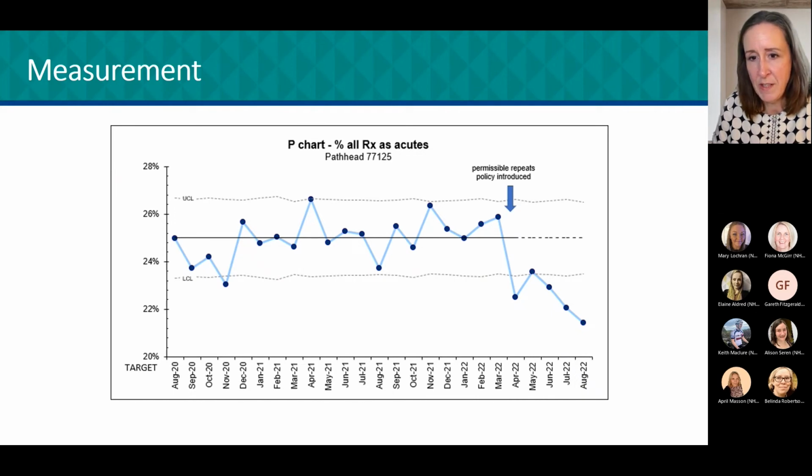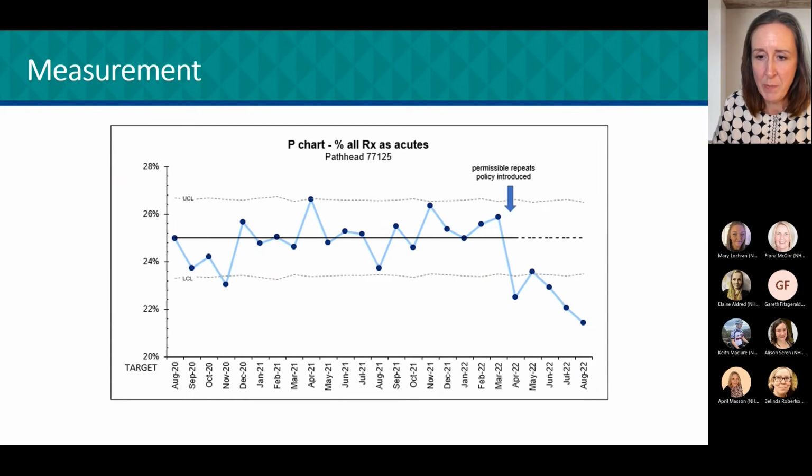And what you can see is that the percentage of acutes dropped and then has continued to drop right down to August 22. So we're not down to target yet of 20%, but we're down to 21%, and so we're not far off, and we're hoping this will continue to improve. But what does that mean in reality?